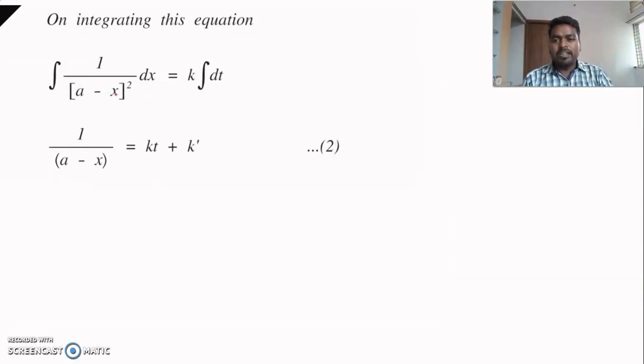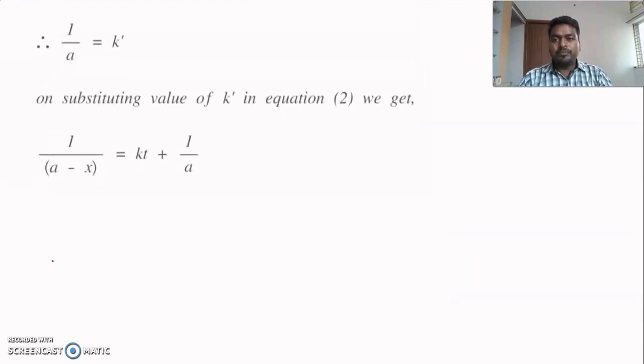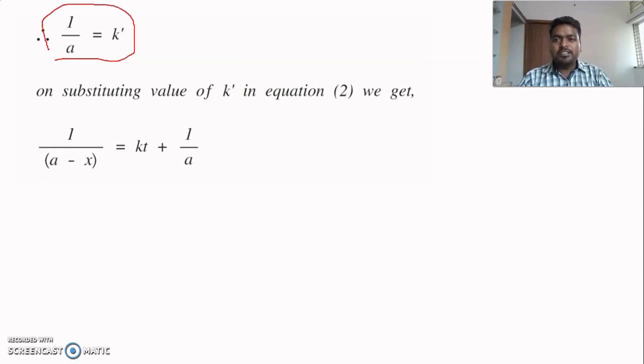The integration of 1 by x square gives 1 by (a minus x) into (2 minus 1), which is equal to 1. So you will get 1 divided by (a minus x) is equal to the integration of k into dt, which is kt plus an integral constant k dash. Now we have to calculate this integral constant. Let us consider at t equal to 0, the product is also 0, and substitute these t and x values in equation 2. At that moment the x value becomes 0 and t value also becomes 0. Then k dash is equal to 1 by a. Substitute the value of k dash in the above equation, so you will get 1 divided by (a minus x) is equal to kt plus 1 divided by a.